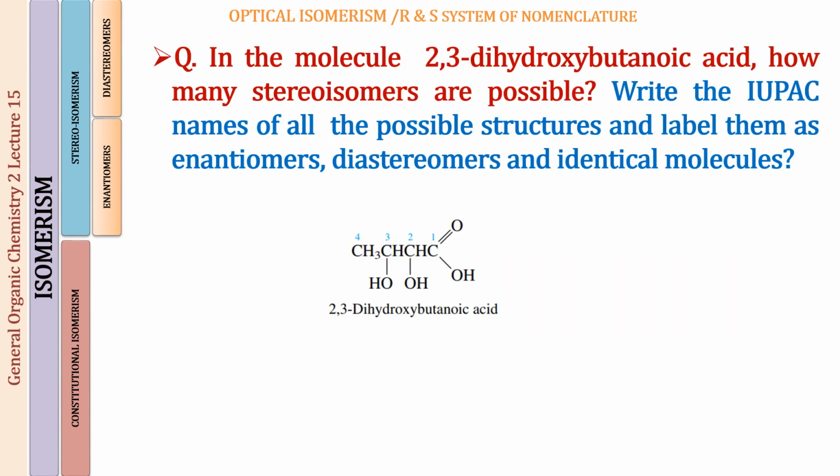With this, the learning of this lecture is complete, and now the ball is in your court. How is it in your court? Well, you can all see that we have a question here for you. In the molecule 2,3-dihydroxybutanoic acid, the structure you can see over here, how many stereoisomers are possible? Number one, you have to write the IUPAC names for all the possible structures. And then you have to label all those structures as enantiomers, diastereomers and identical molecules, right?